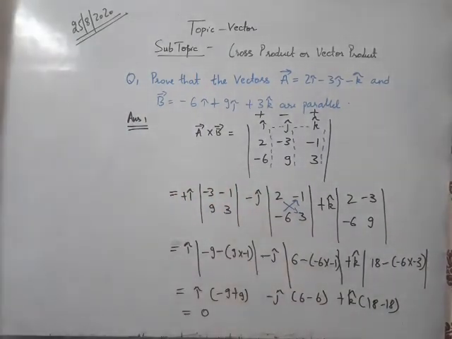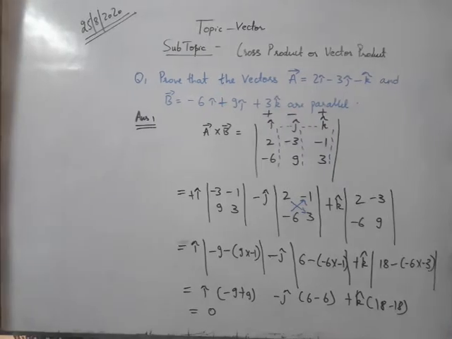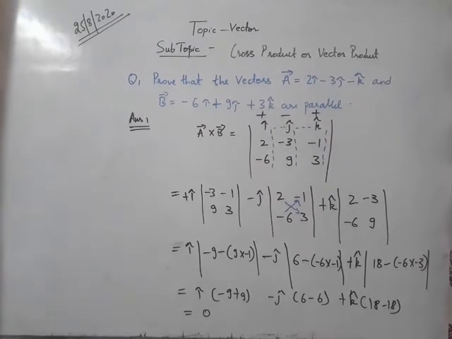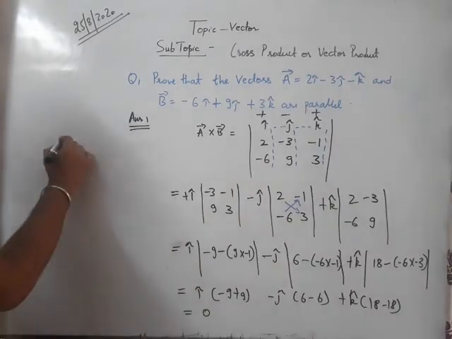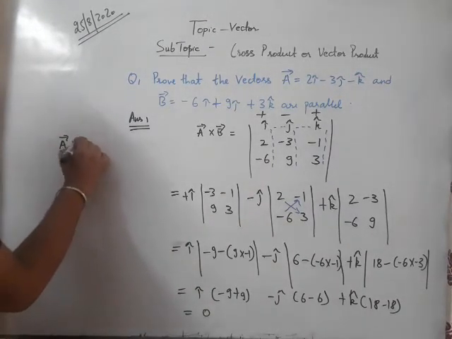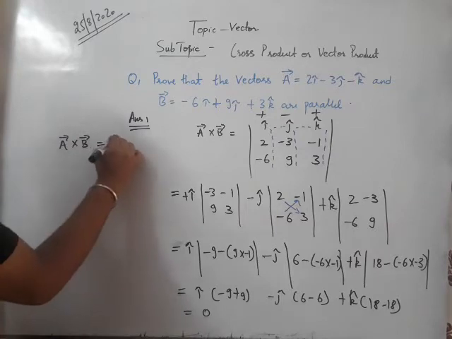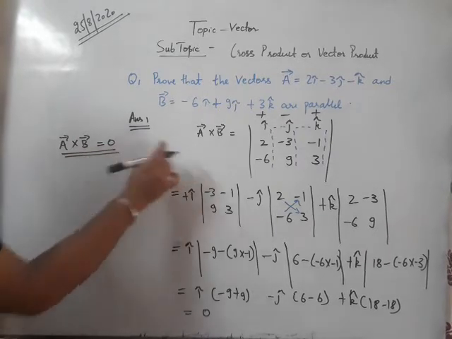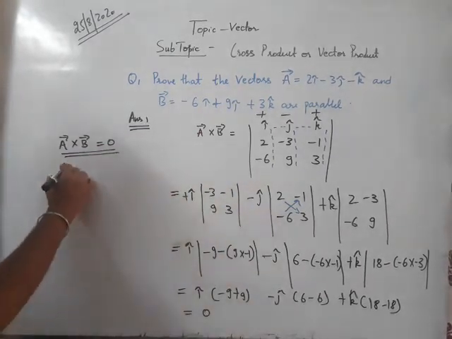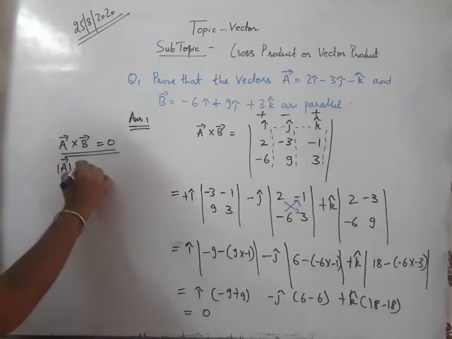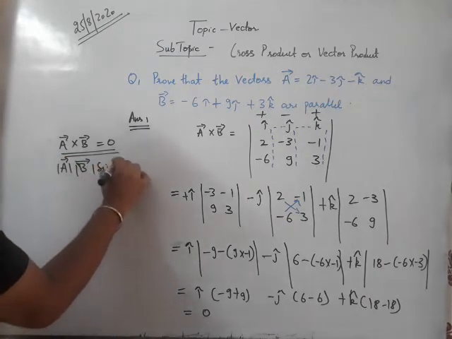Overall, the answer will be 0. So if the cross product is 0, the vectors are parallel. Let me elaborate in a more understandable way. If this thing is proven to be 0, that is the cross product is 0, cross product is always modulus of A vector, B vector, sine of angle theta.